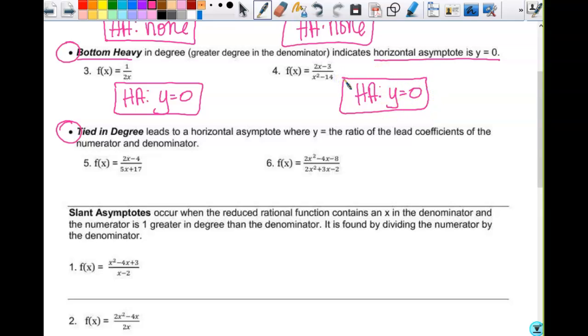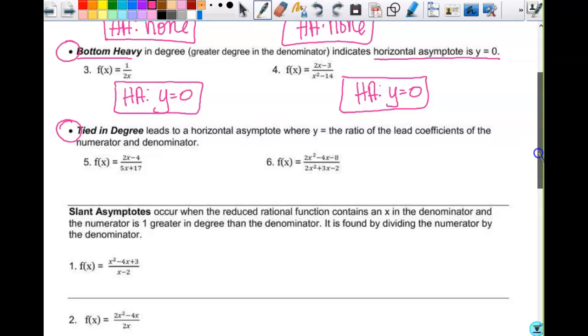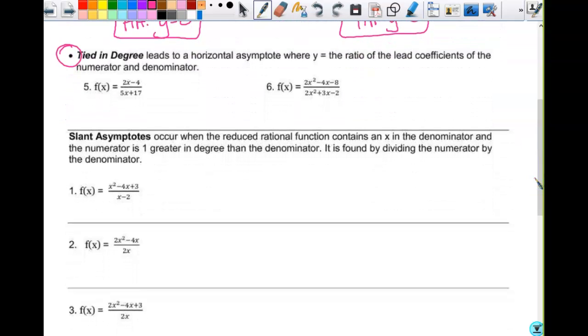So horizontal asymptotes are super simple. You just have to keep track of which one goes with what as far as bottom, top, and tied. So if it's tied in degree, then the degrees are the same. Okay? So here I have a degree 1 over degree 1. When that happens, if it's tied in degree, it leads to a horizontal asymptote where y is the ratio. Ratio should make you think of what mathematically? Say that again? Okay, something dot dot something, which it totally could mathematically too, but what's another way to write that? I think somebody said it. A fraction, yes.